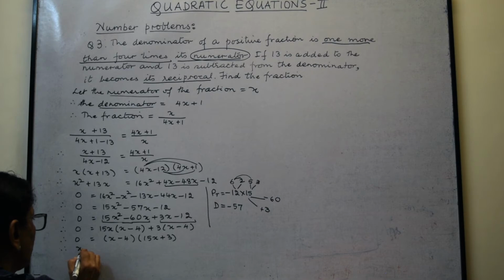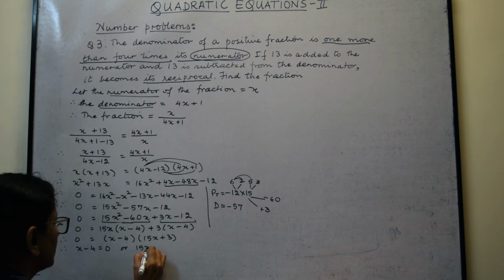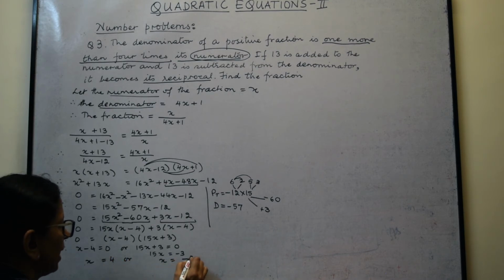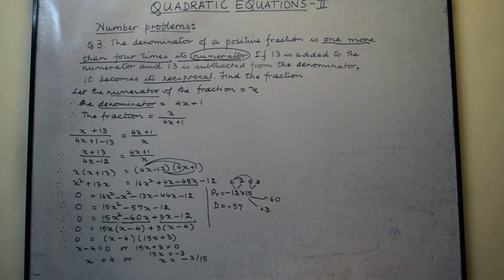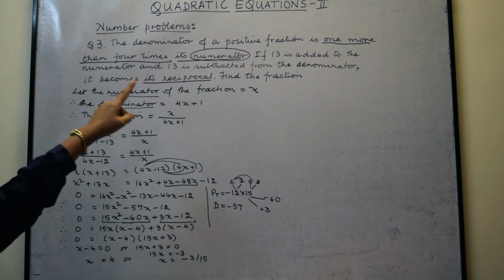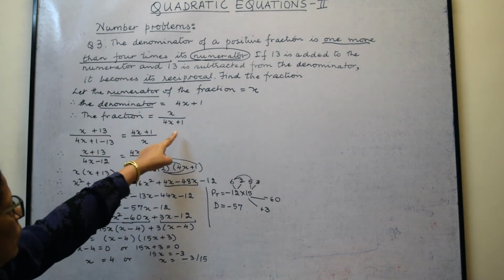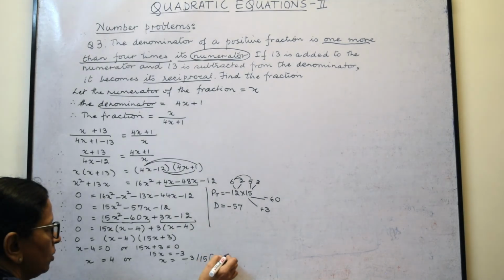So you will have x minus 4 equal to 0 or 15x plus 3 equal to 0. That will give us 15x is equal to minus 3, and here we'll get x equal to 4 or x equal to minus 3 upon 15. Now, our assumption is our fraction is positive. Our positive fraction is x upon 4x plus 1. So this particular negative value is not to be considered.